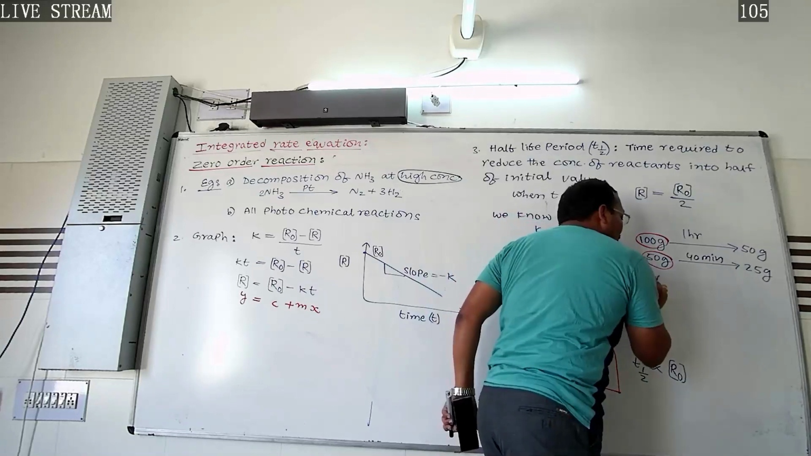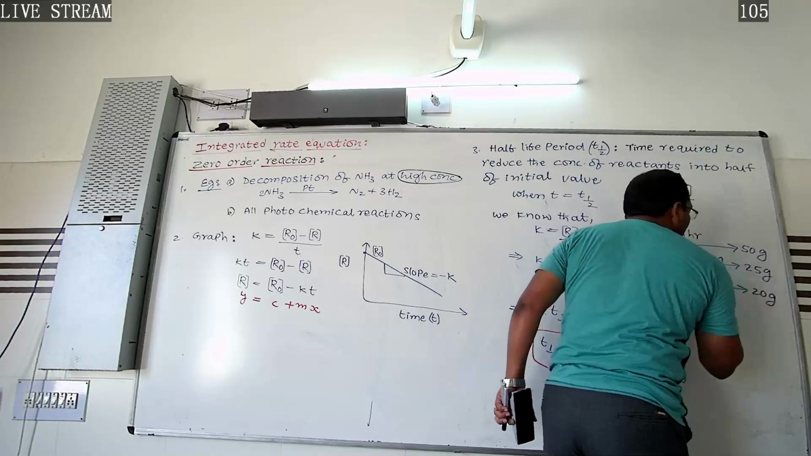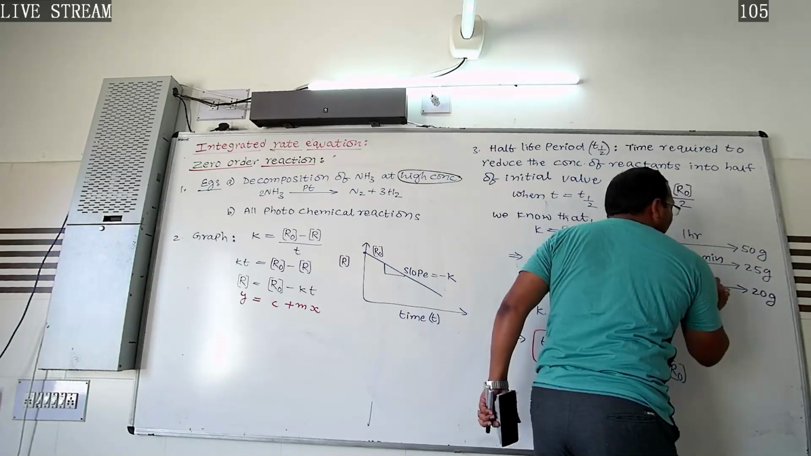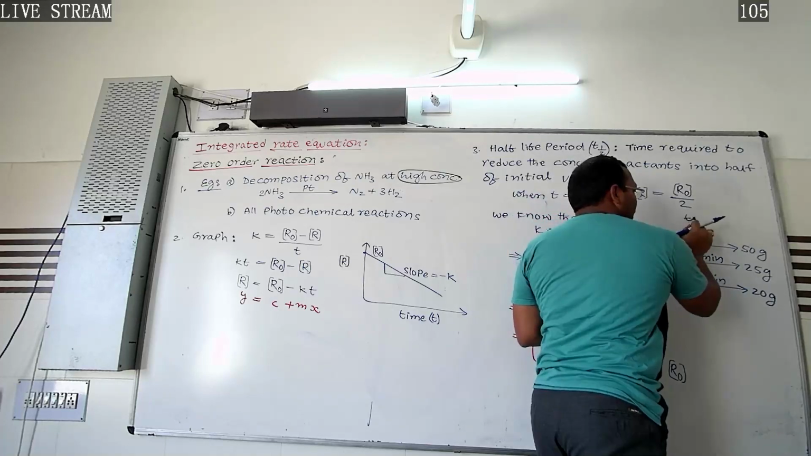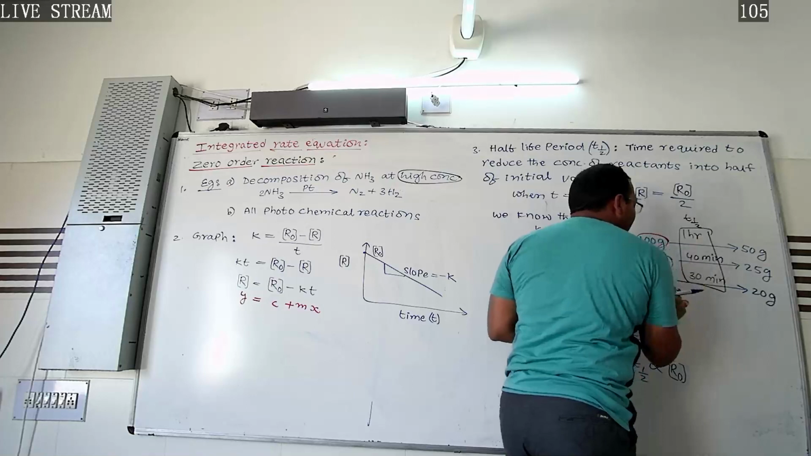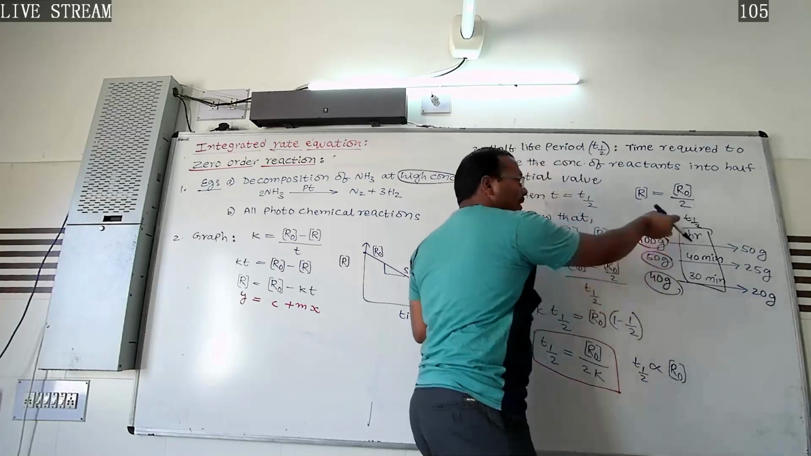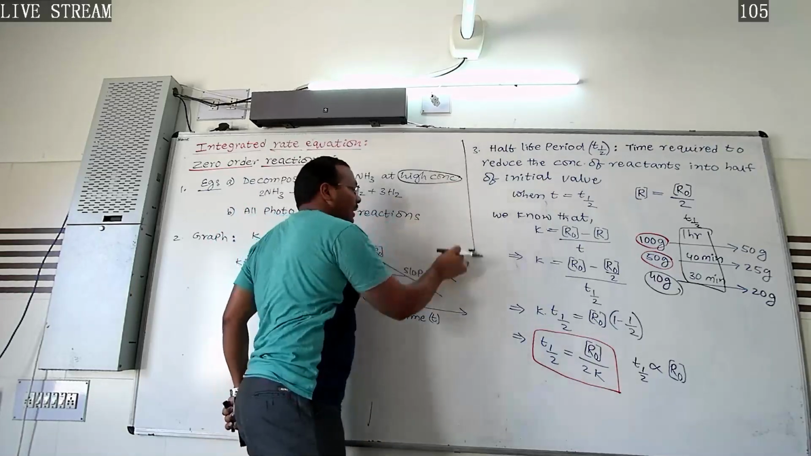Now 40 gram to 20 gram, it will also change, let us say 30 minutes. It means this is the T half value, this is the T half value. The T half value is decreasing with concentration. So this is the half-life period.